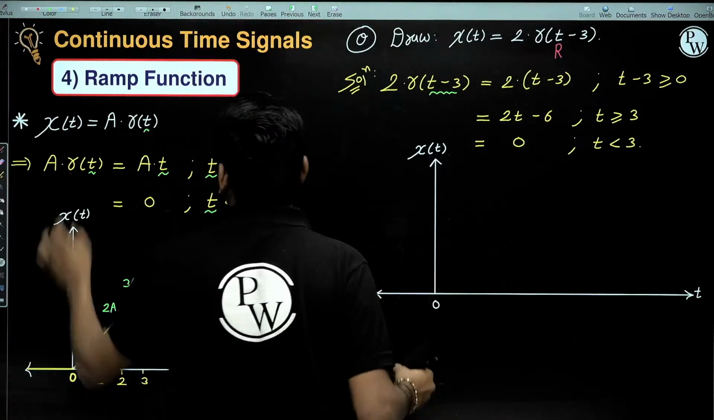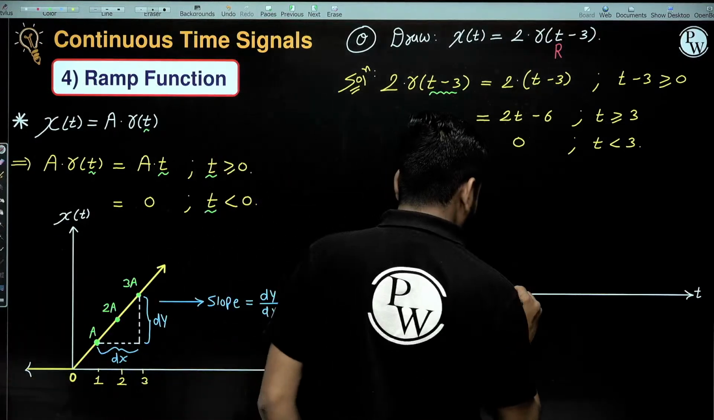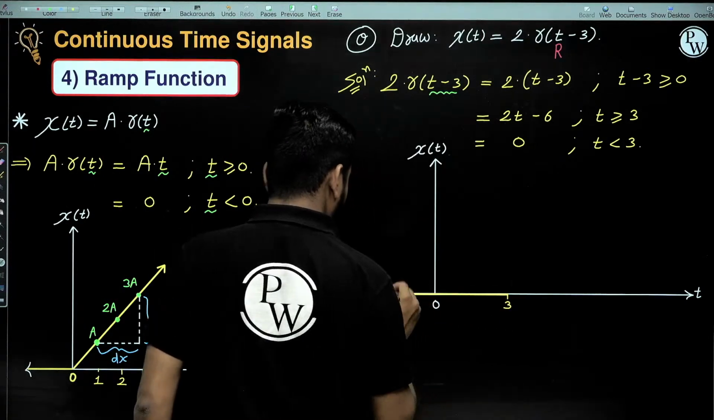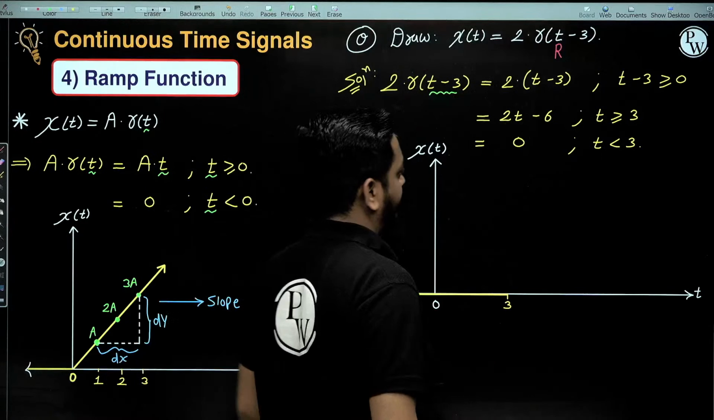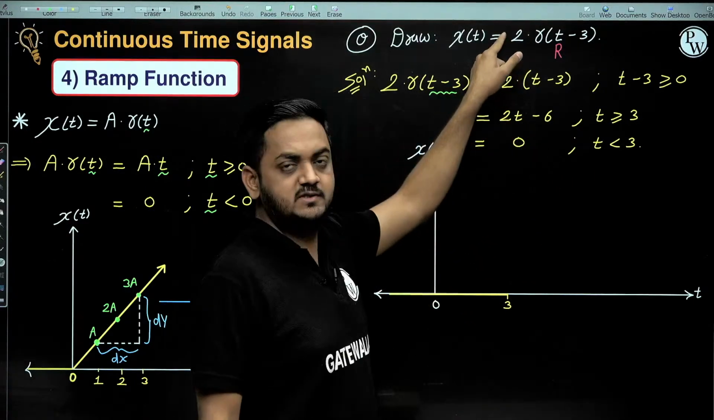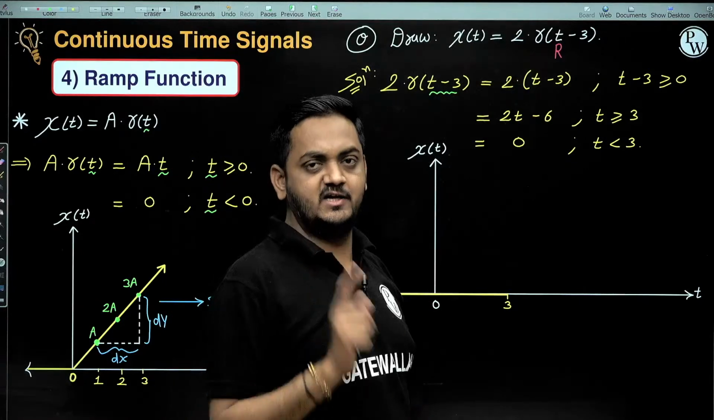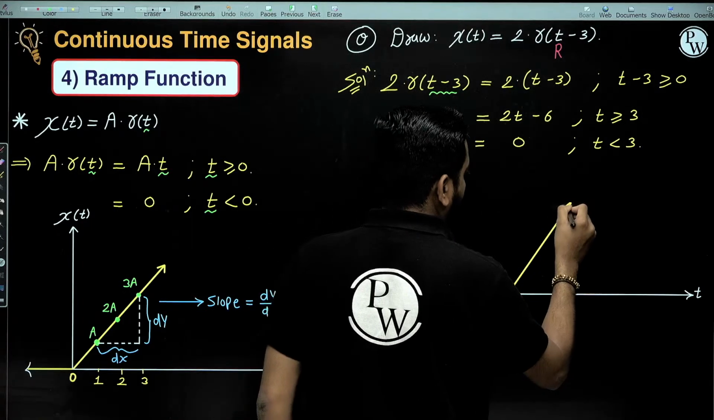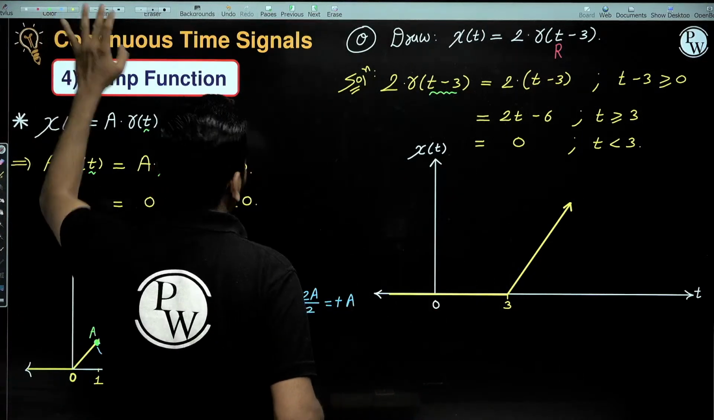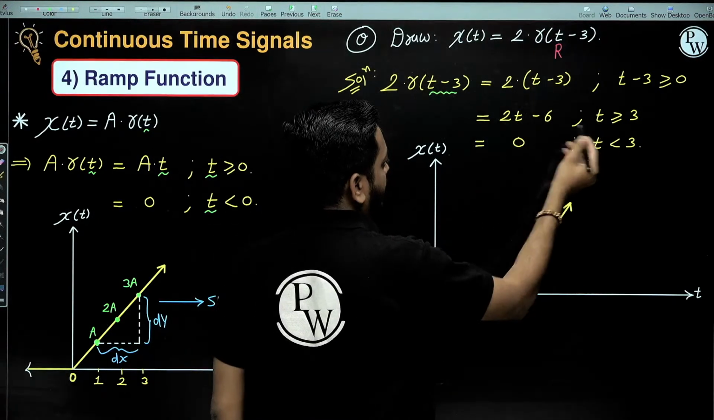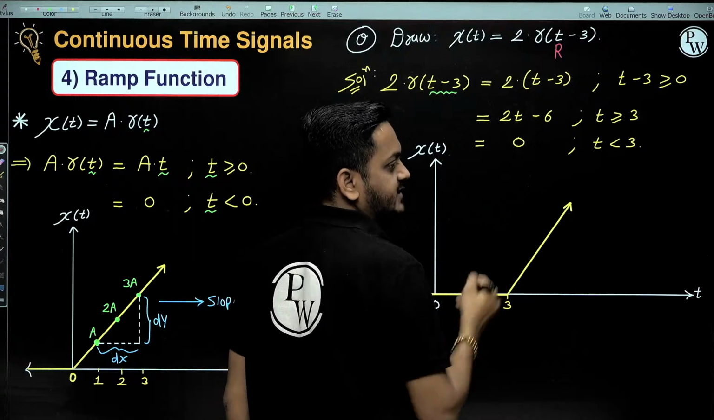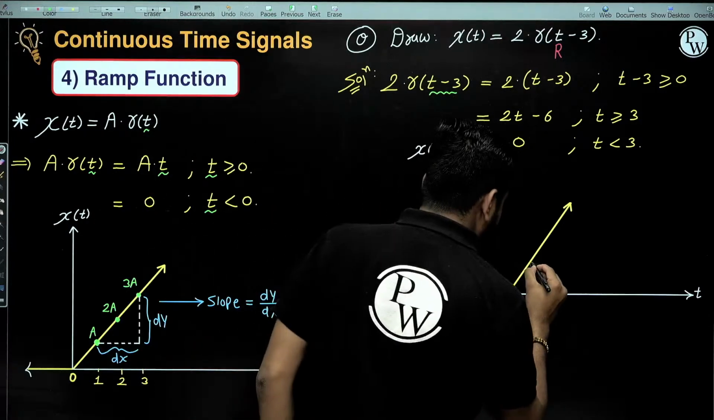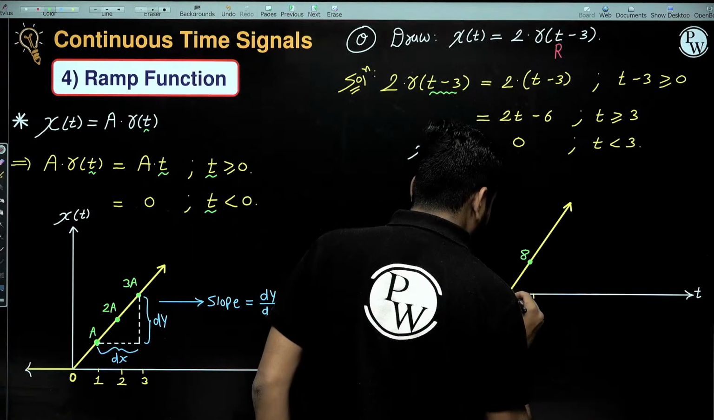Okay, so for t less than 3 guys, amplitude is 0, and for t greater than 3, here plus 2 is there, so it is linearly increasing on the right side, guys. That's why you can see the slope is plus 2, so right side increasing, it will be like this. You can see guys, if you put t equal to 3 here, then it will be 0. If you put t equal to 4, then 4 into 2 is 8, 8 minus 6 is 2 guys. At t equal to 4 you are getting the amplitude, and at t equal to 3 the amplitude is 0.